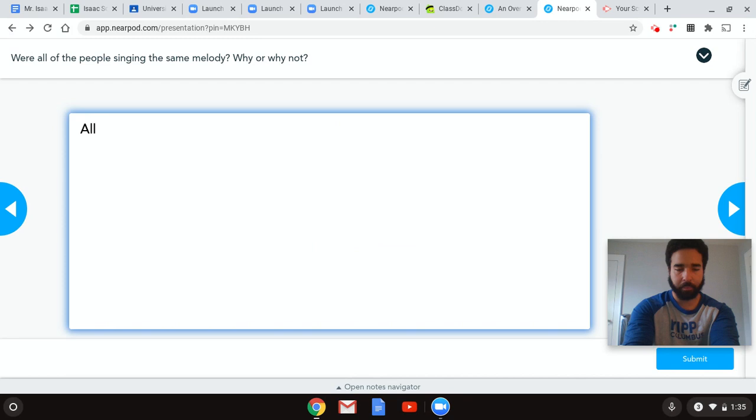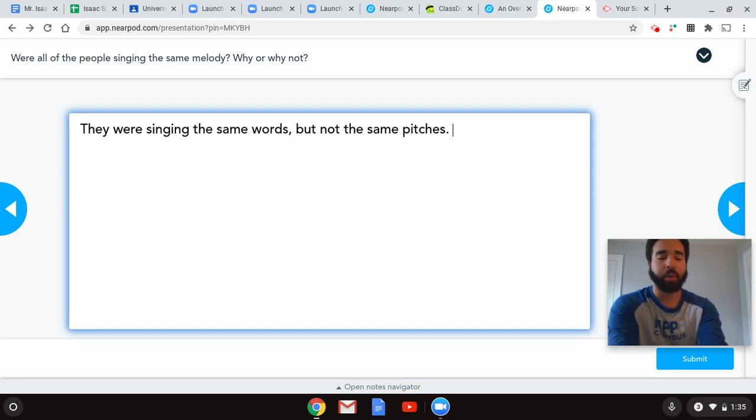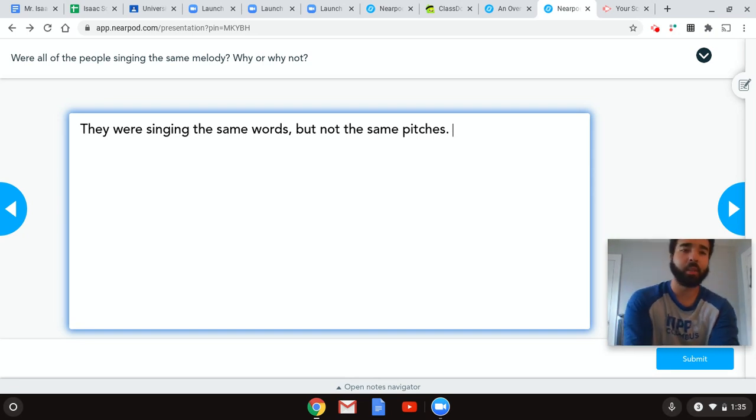Well, of course they weren't, because some of them were singing different notes, but they were singing the same words. Like I was saying when I asked you to listen to the guy and the girl, the guy was singing different pitches than the girl was. They were the same rhythm and the same words, just not the same pitch. So they were singing the same words, but not the same pitches. That is why.